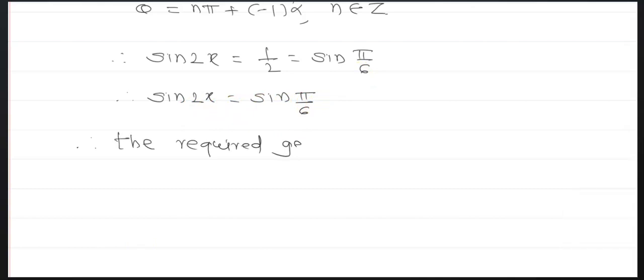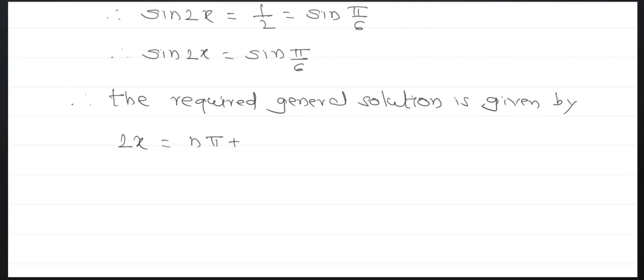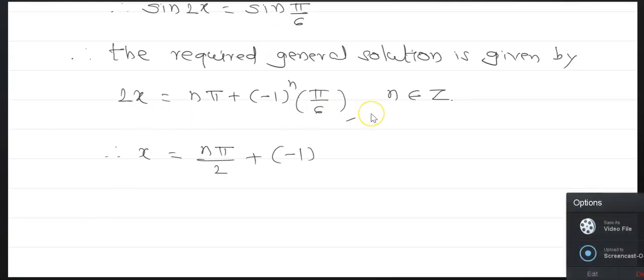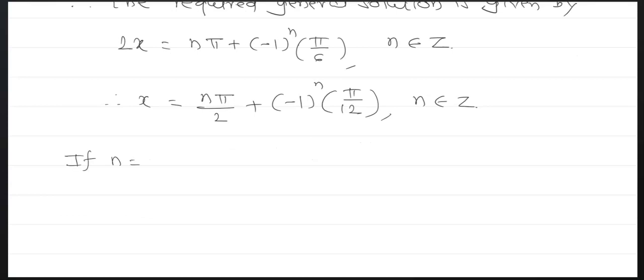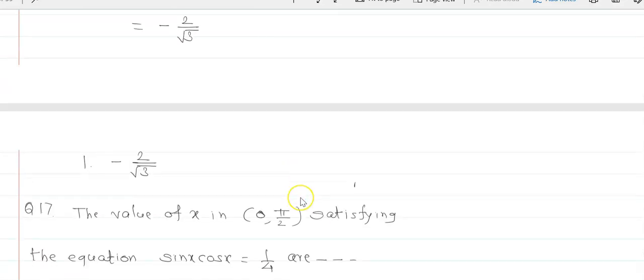Therefore, the required general solution is given by 2x is equal to n pi plus minus 1 raised to n into pi by 6, where n belongs to Z. Therefore, divide on both sides by 2: x is equal to n pi upon 2 plus minus 1 raised to n into pi by 12, where n belongs to Z. If n is equal to 1, then it is 5 pi by 12, and hence the option with 5 pi by 12 is the first one. Therefore, I had selected that one. Now see this here.